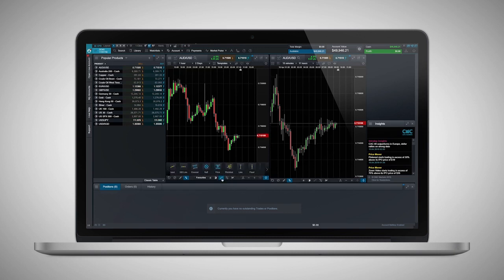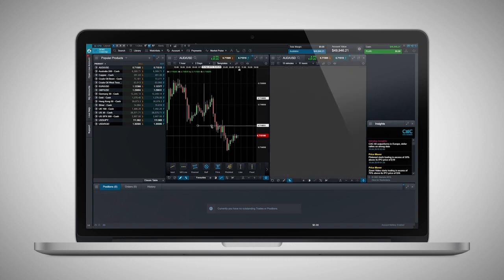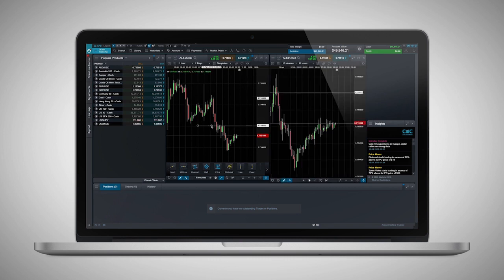In this case, when I add a support level on the 1 hour timeframe, you can see this same support level appear on the 15 minute chart immediately to the right.